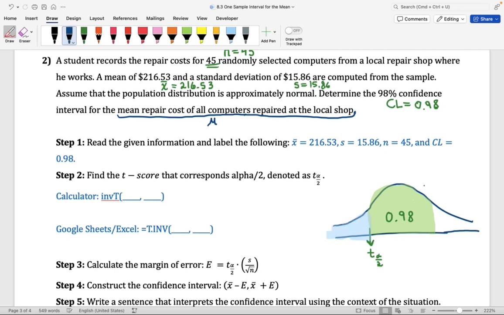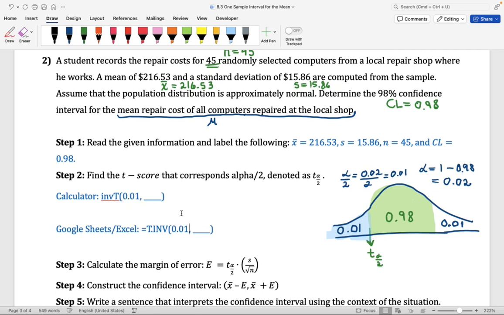So here we need to find alpha divided by 2. What's our alpha value here? Well, alpha is equal to 1 minus the confidence level, so 1 minus 0.98. So our alpha value is 0.02. Now, what is alpha divided by 2? Alpha divided by 2 is equal to 0.02 divided by 2, which is going to give us 0.01. So that is the area that we have on each of the tails. Alpha divided by 2 is the area to the left of the t-score that you're trying to find. So here, the first value that you enter on either one of these two functions is going to be 0.01.